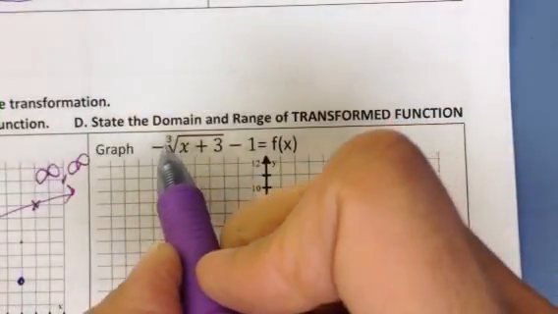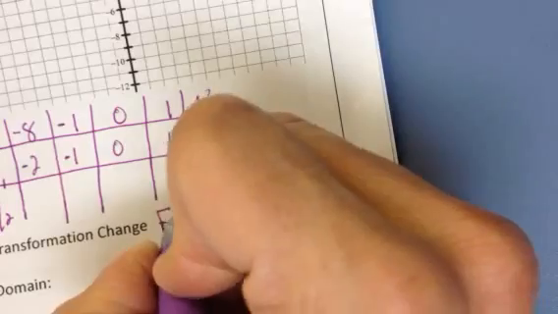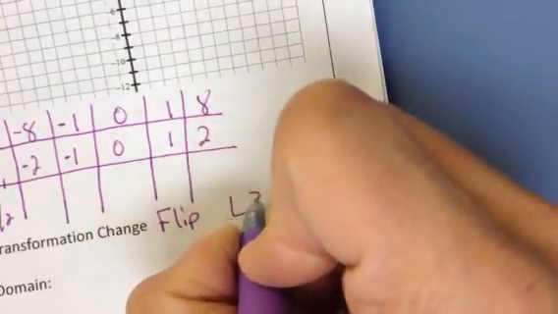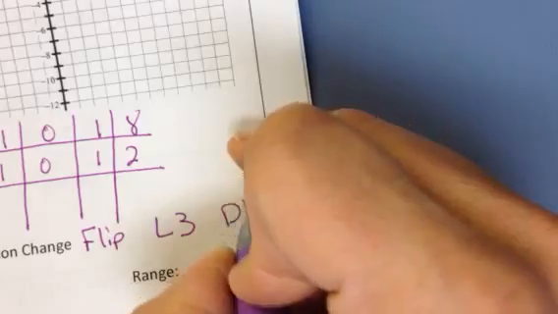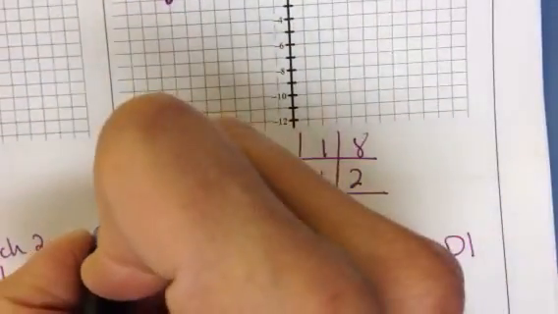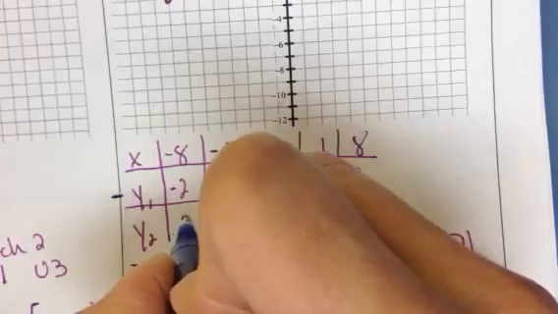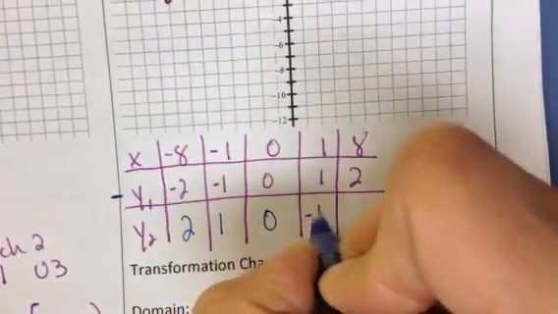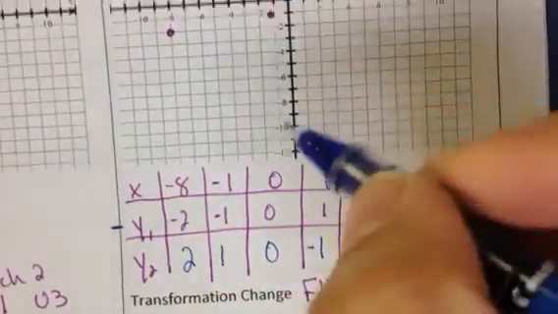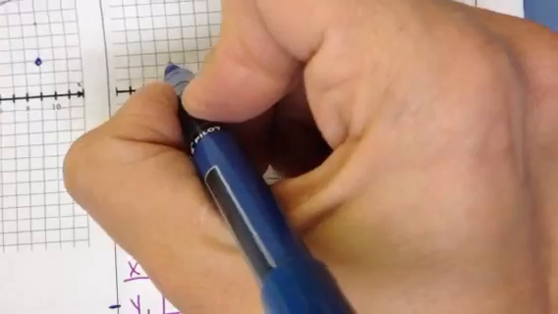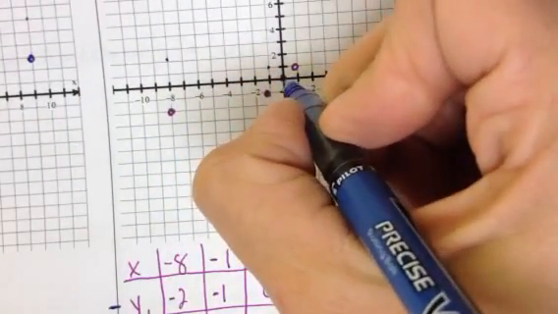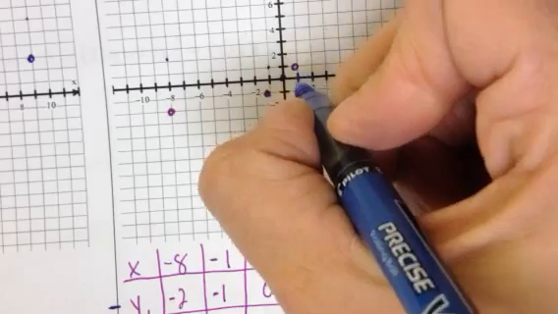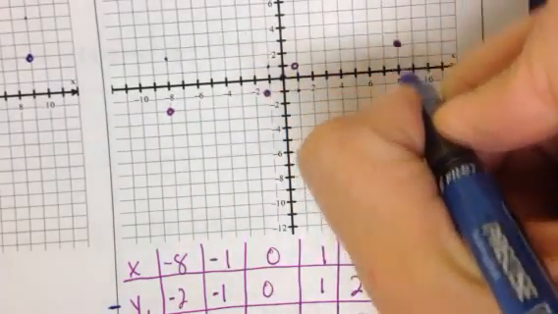So it's going to flip. It's going to go left 3 and down 1. So first I deal with the flip, and the flip just says take all of these y's and make them the opposite. So it becomes 2, 1, 0, -1, and -2. So right now, this has flipped to here. This has flipped to here. 0, 0 doesn't flip. It's on the x-axis. This flips down here, and this flips down here.